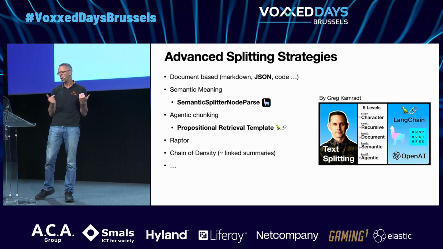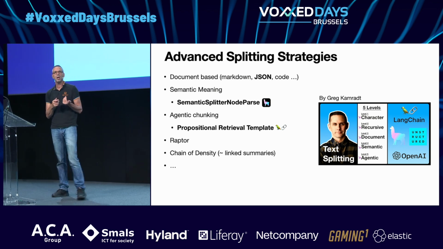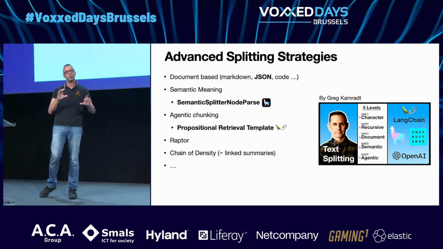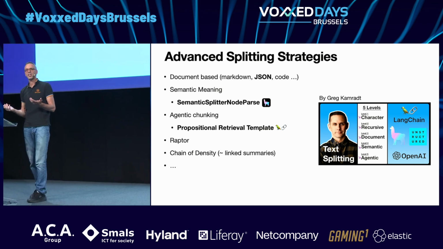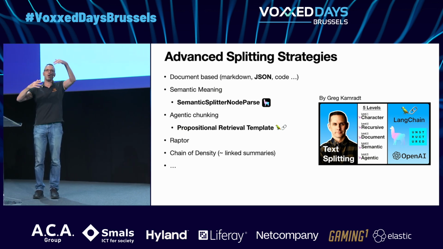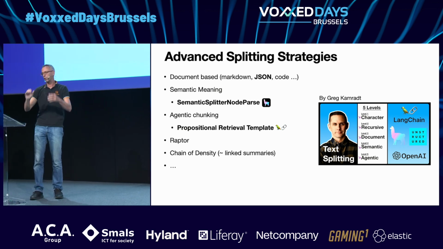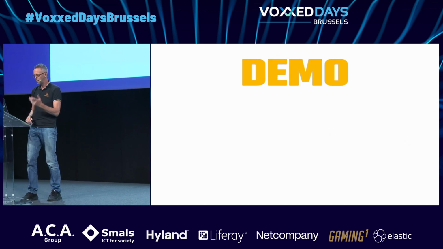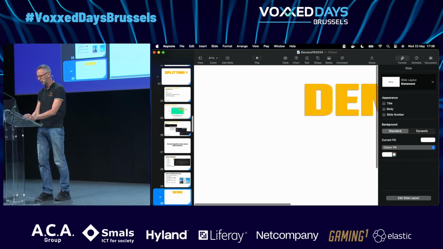In my prototype, I implemented the chain of density, which is basically summaries which are linked to each other. And it does help because it has different flavors of the contents in your context. Cool. Enough talk. Let's have a quick look at the demo.